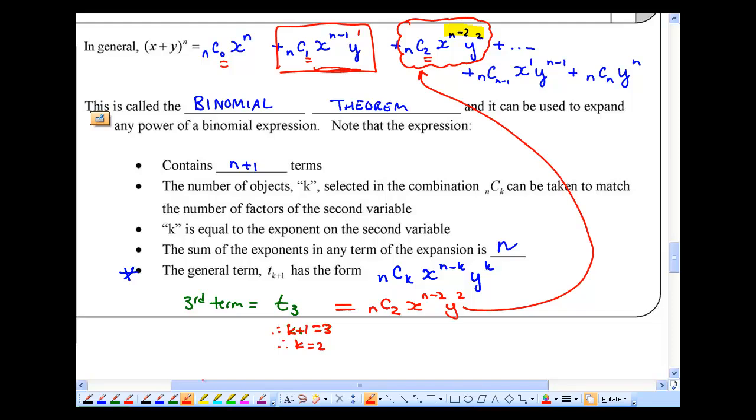That's why the t sub k plus 1 has this form. Okay? I'll box this because this is important. I'm going to put a little star here next to the k plus 1 so that we know. Okay?